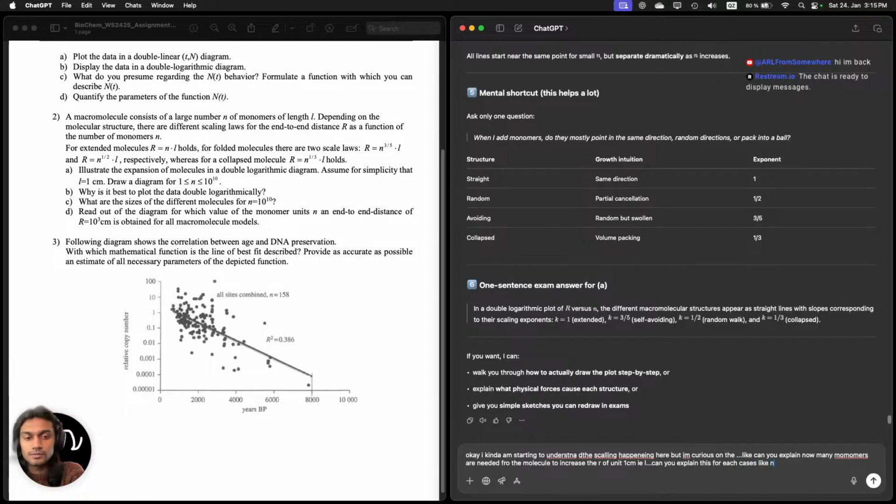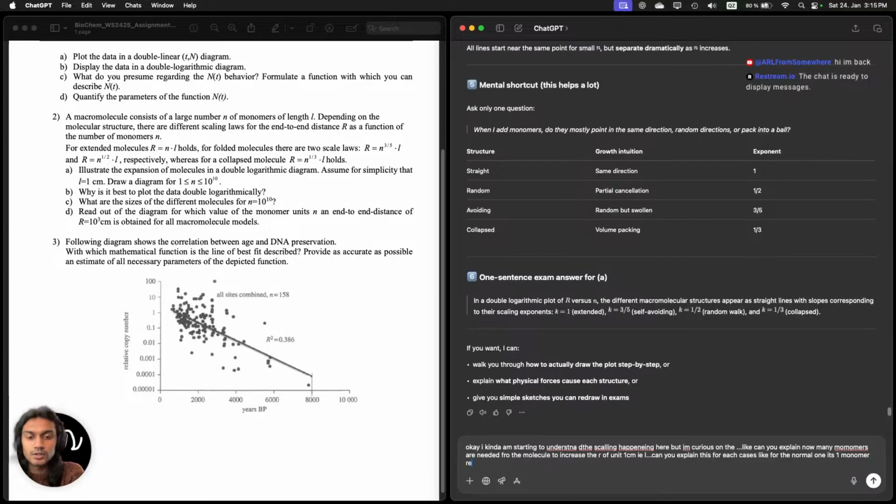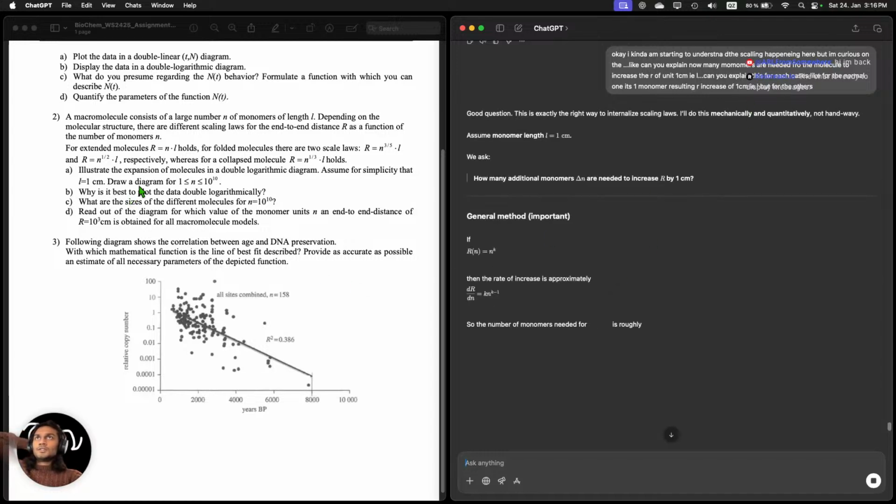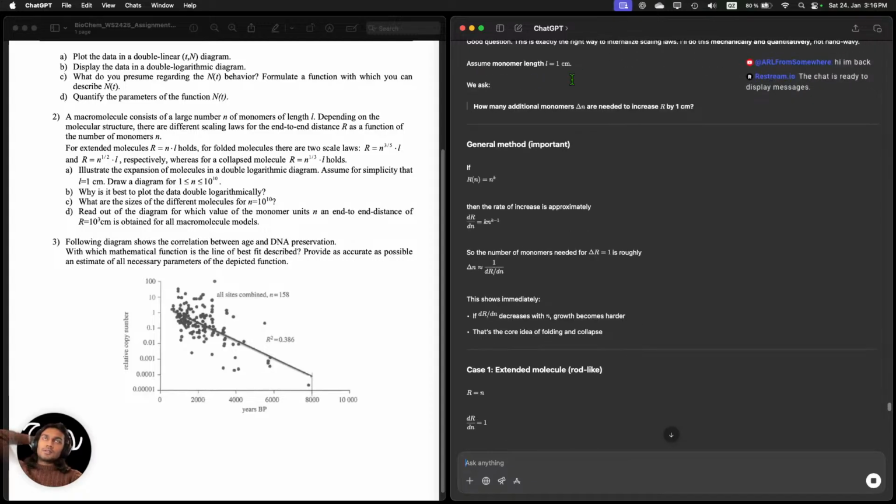Like, for the normal one, it's one monomer resulting in an R increase of 1 centimeter, that is L. But for the others, illustrate the expansion of molecules in a double logarithmic diagram. Assume for simplicity that monomer length L equals 1.